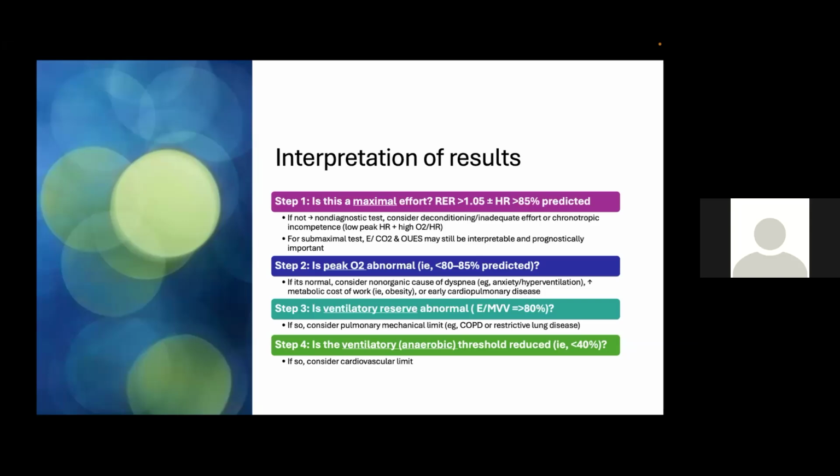And then step 2, look at the peak VO2. Is it normal or abnormal? Abnormal will be less than 80%.